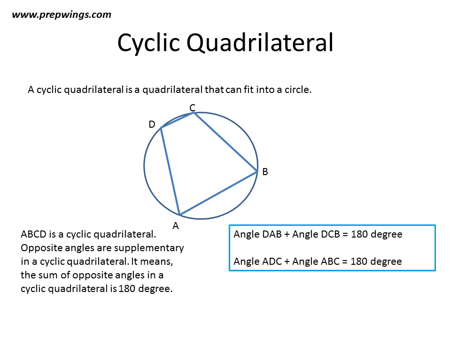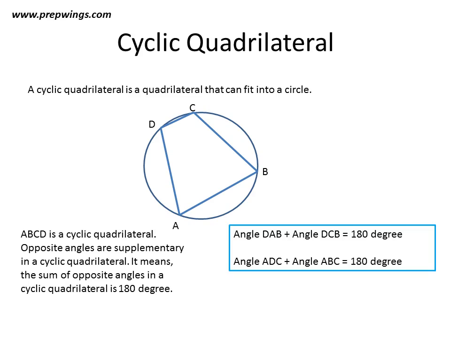Now we're going to look at cyclic quadrilateral. Cyclic quadrilateral is a quadrilateral that can fit into a circle. Not every quadrilateral can fit into a circle. For a quadrilateral to fit into a circle, the opposite angles of the quadrilateral should be supplementary. What this means is the sum of the opposite angles in a cyclic quadrilateral is 180 degrees. If you look at this quadrilateral ABCD, it is fitting into a circle.